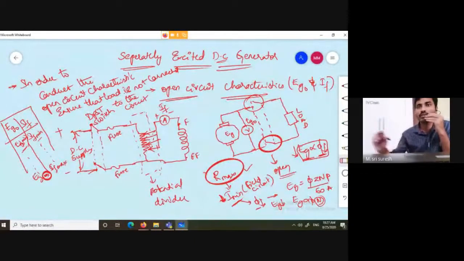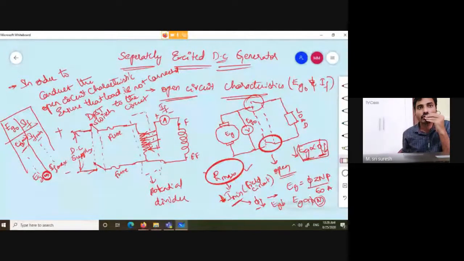So how can you conduct the open circuit test? Ensure that the load switch is in open condition, and close the DPST switch on the field circuit so that power is connected to the circuit. DC supply is connected to the field circuit so that current will be passing into the circuit through the potential divider. As the potential divider is at maximum resistance position, what happens to the current flowing in the field circuit? Minimum. If the current is minimum, that means flux is also minimum. If the flux is minimum, what happens to the EG value? EG naught value is also minimum. It will be indicated through the voltmeter.